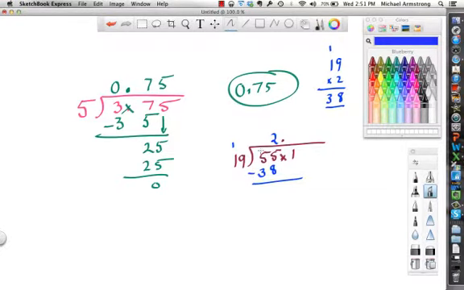Here we have to borrow or rename. This is a 4. 15 take away 8 is 7. 4 take away 3 is 1. So we have 17 left. 17 is smaller than 19, which means it works. If it wasn't smaller, it wouldn't work very well. Okay, now we're moving into the tenths.